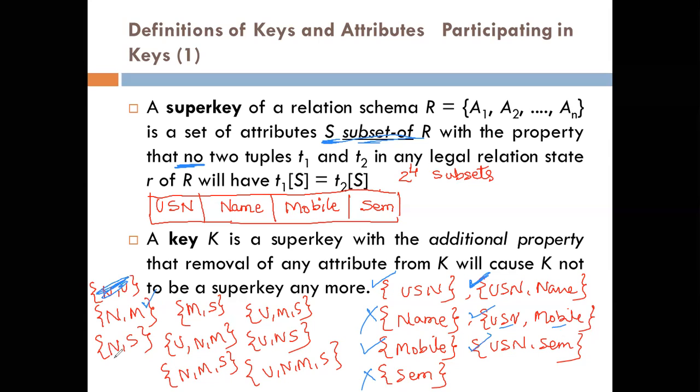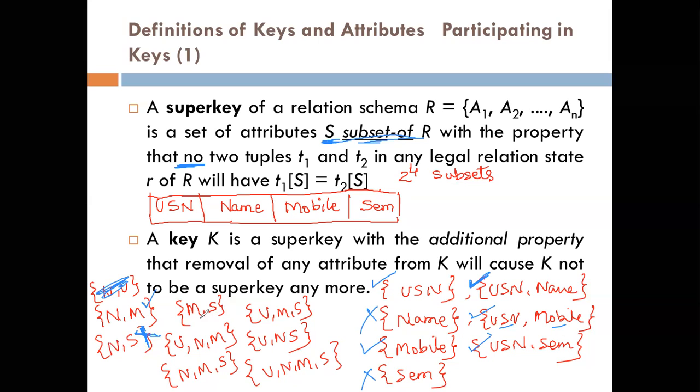Can two students have a same name and same semester? We can have a student with the same name in the same semester, that is possible, which means this is not a candidate for super key, right? So this is not a candidate because two students can have same name in a same semester also. Next, can two students have a same mobile number and same semester?